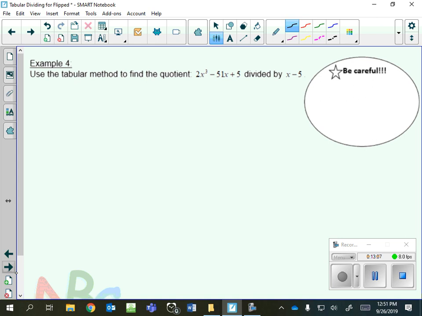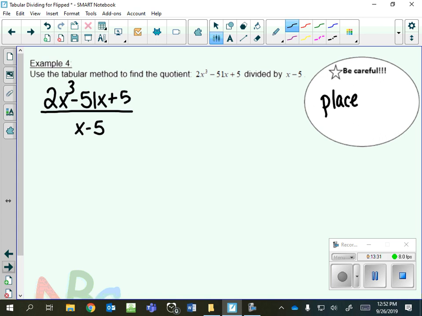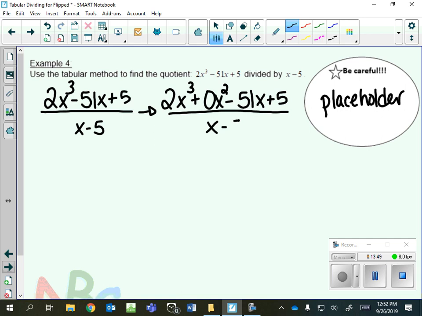Example 4. Use the tabular method to find the quotient of 2x to the third minus 51x plus 5 divided by x minus 5. So 2x to the third minus 51x plus 5 divided by x minus 5. I have to be careful here. Hopefully you notice that you need a placeholder. Just like with multiplying, I skipped over that squared term in my dividend, or in my numerator. So I'm really going to write this as 2x to the third plus 0x squared minus 51x plus 5 all over x minus 5.